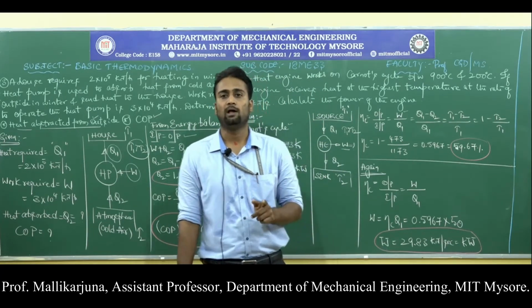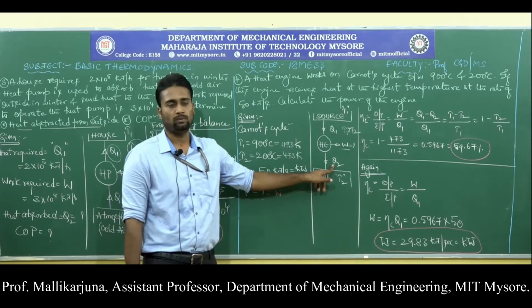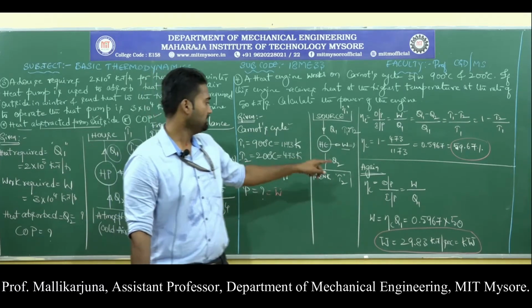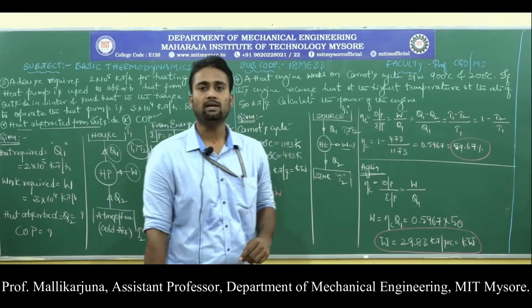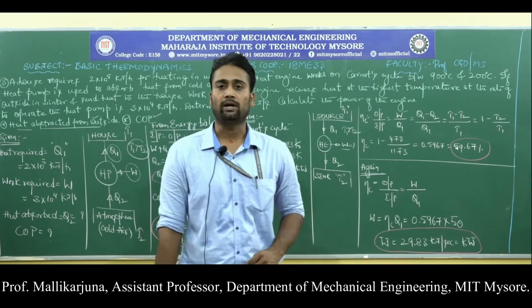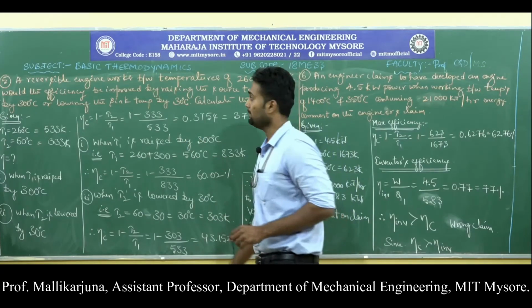Remaining will be going as a waste, which is nothing but heat rejection, Q2. Since that question is not here, I have not calculated Q2. Hence, the question, power produced by the Carnot machine, has been calculated, which is nothing but 29.83 kilowatts. Let me go through the next one.